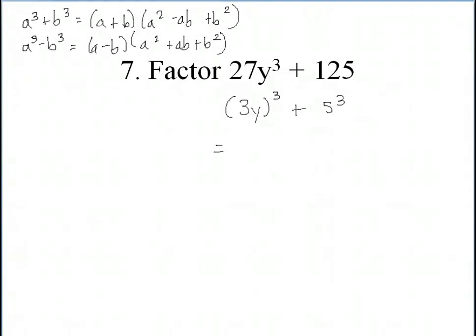So if we want to factor this, it would be 3y plus 5 times a squared. So 3y squared would be 9y squared minus a times b. So minus 3y times 5. So minus 15y. And finally plus b squared. So 5 squared would be 25. Once again, you can check this by multiplying this out. And you should get the same thing that you started with.